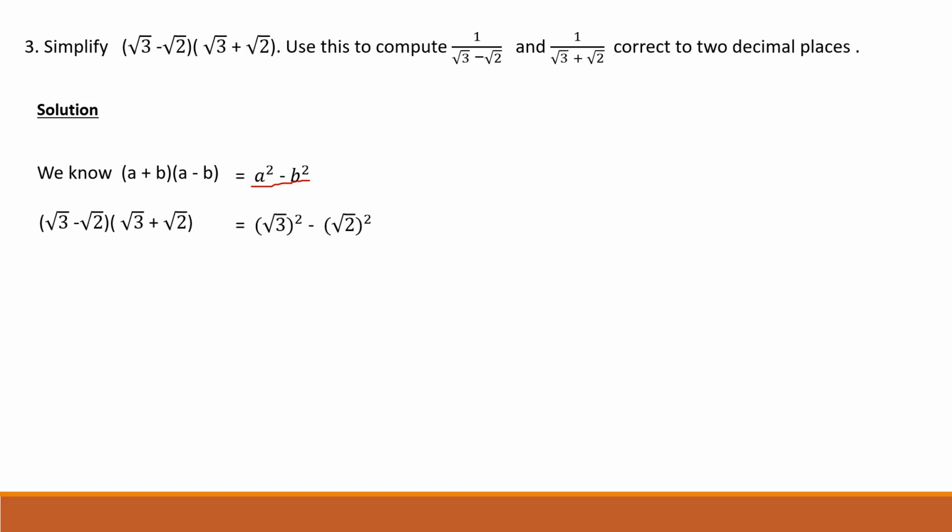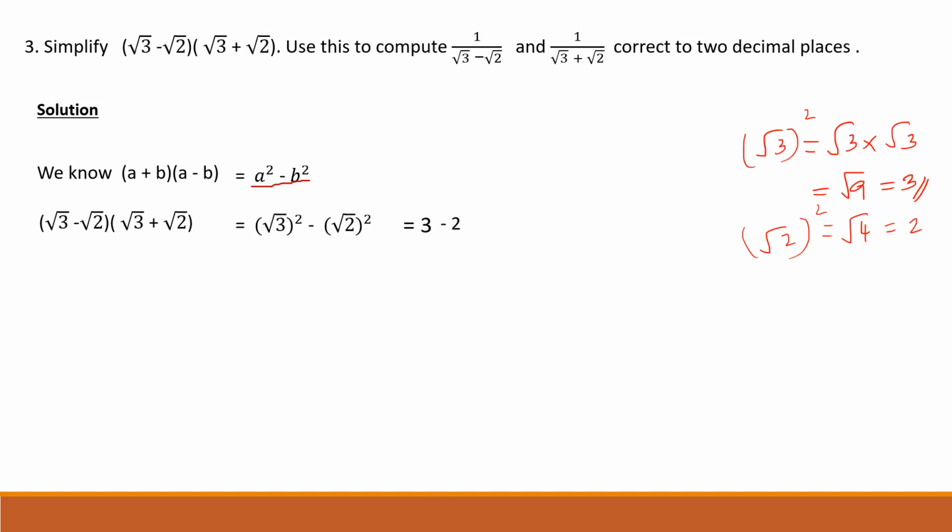And what is the square root of 3 the whole square? As we discussed earlier, square root of 3 the whole square is square root of 3 into square root of 3. And that is equivalent to square root of 9. That is equivalent to 3, isn't it? Similarly, we already found square root of 2 square as square root of 4 and that is 2. So, the next step will be 3 minus 2 and we get the answer as 1.